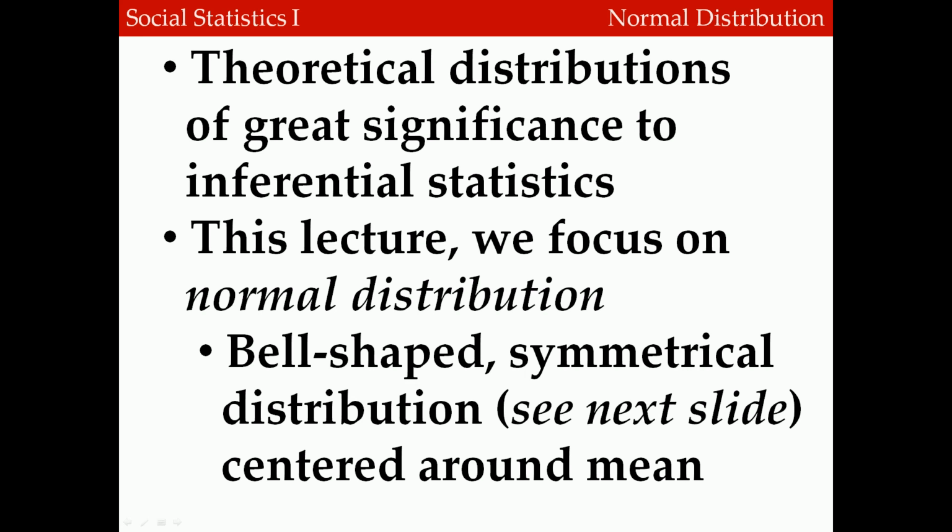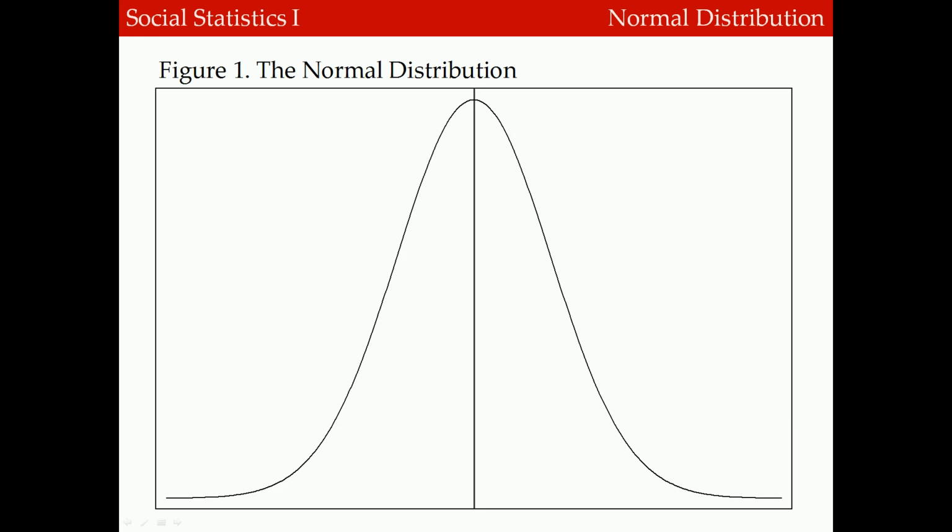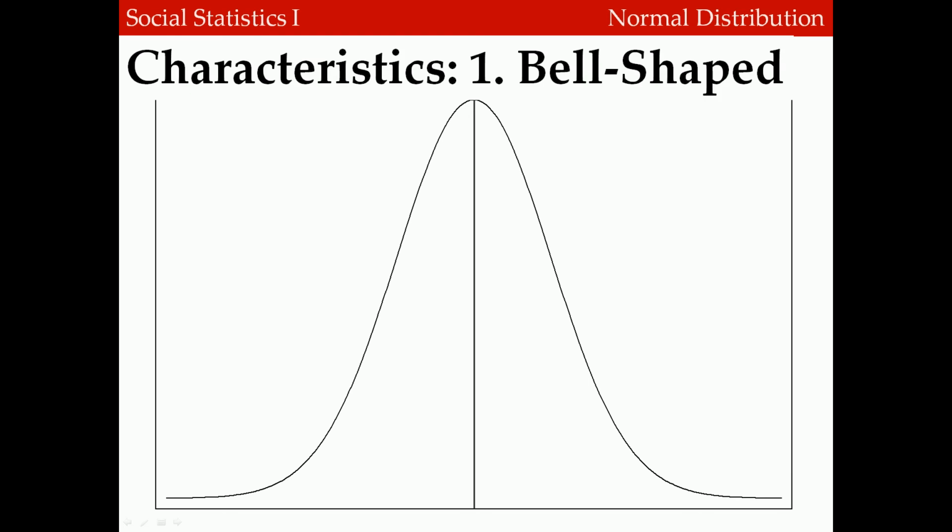The normal distribution is a bell-shaped, symmetrical distribution, centered around its mean. Figure 1 shows the normal distribution. Notice that it has several different characteristics. First of all, it's bell-shaped, meaning that most of its area is at the middle, and an increasingly smaller percentage of the area is out towards the tails.